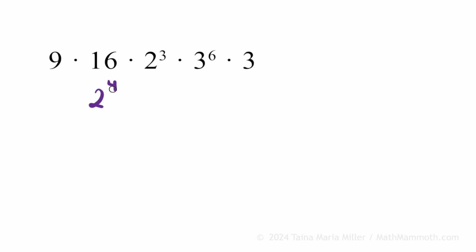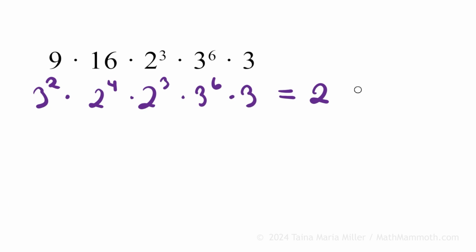And then 9 is 3 squared. Okay? So now we actually have just two bases in this entire expression. So we can write it as 2 to some power times 3 to some power. So looking at 2, we have 2 to the 4th and 2 cubed, so that would make 2 to the 7th. And then 3, we have exponent 2 and 6, that makes 8, and one more, because you can think of here as being exponent 1. So 3 to the 9th. So that's our simplified expression.